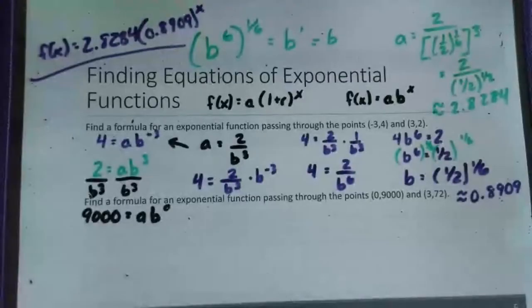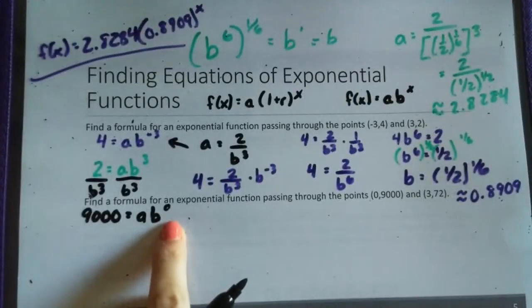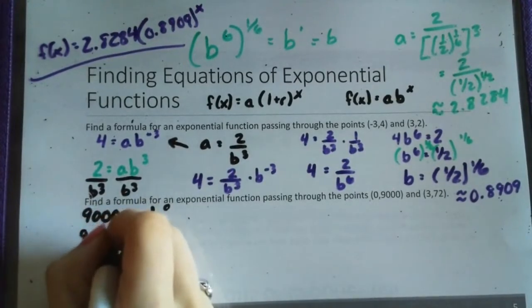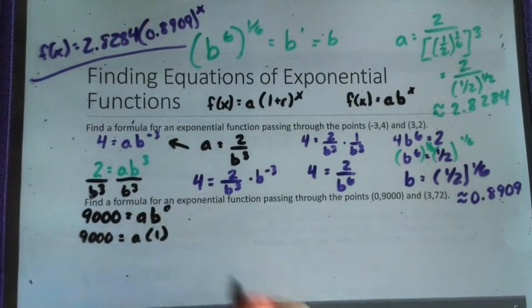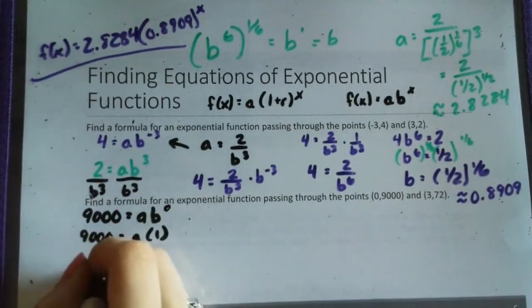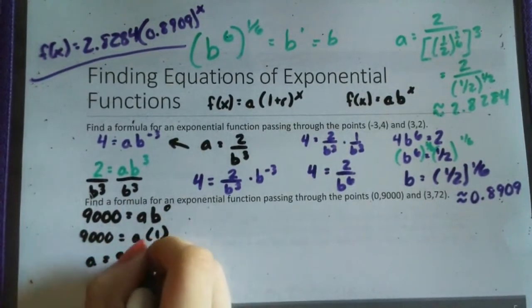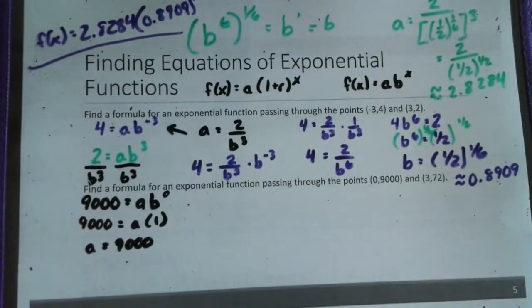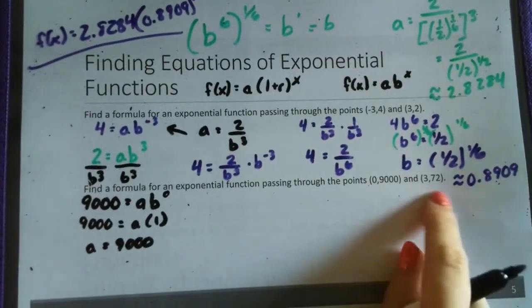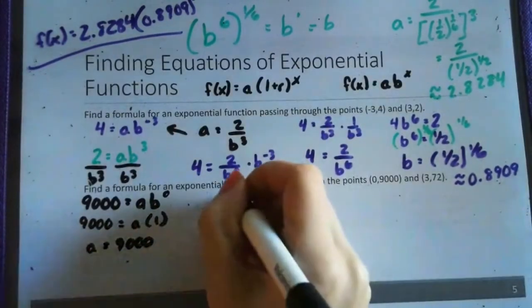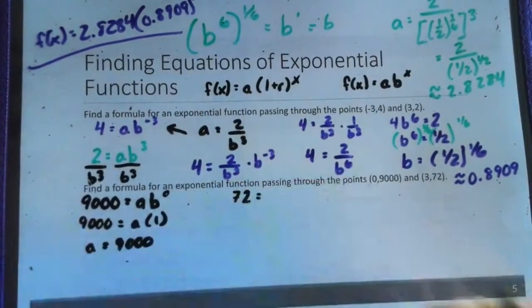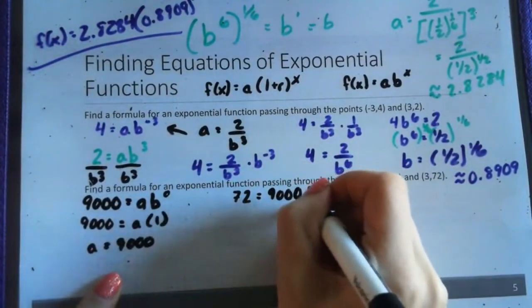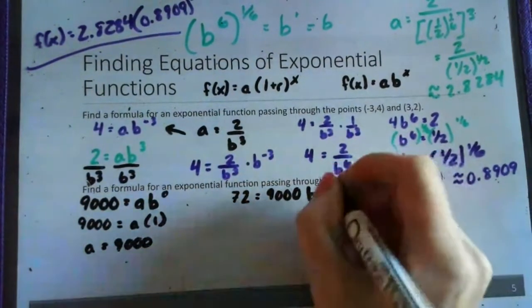Wait, hold up. B to the 0 power. Anything to the 0 power is 1. So this is 9,000 equals a times 1, but a times 1 is just a. A is 9,000. I'm halfway there. Now that I know what a is, I just have to find b. So let's use this other point. That'll give us 72 is equal to a, we already know, is 9,000, times b raised to the 3rd power.